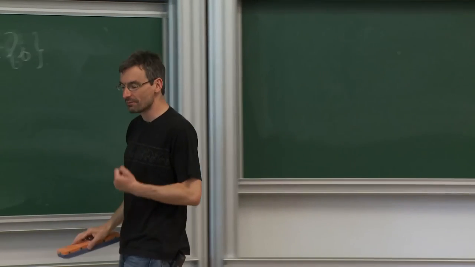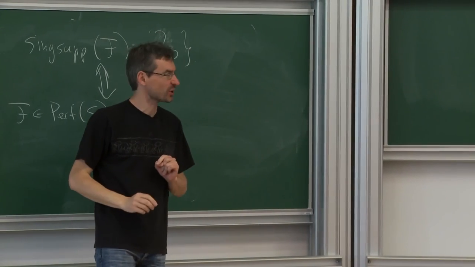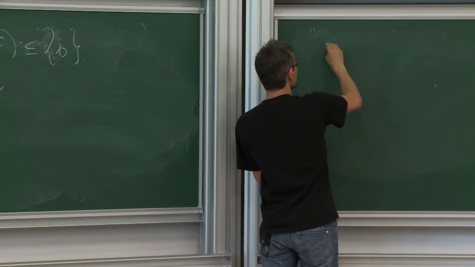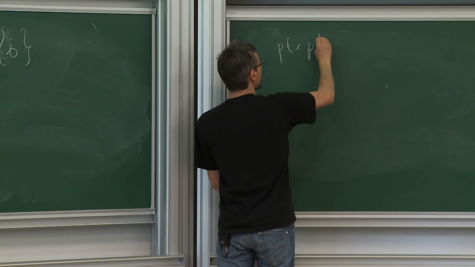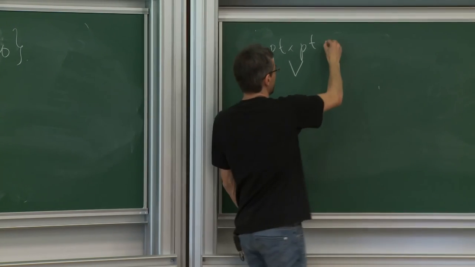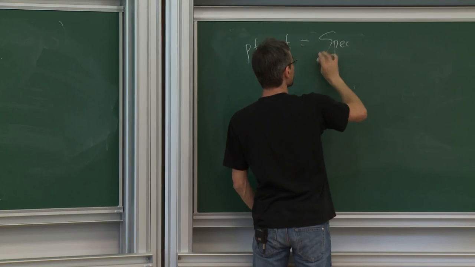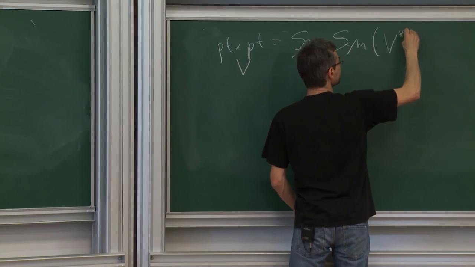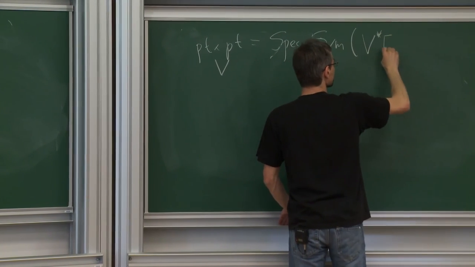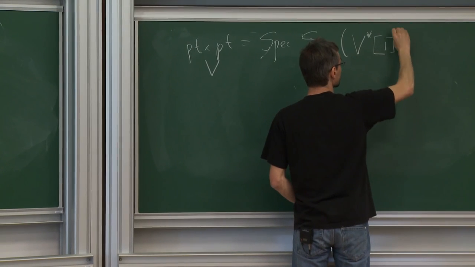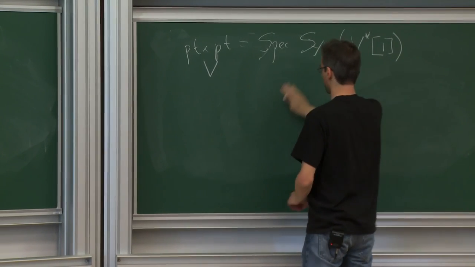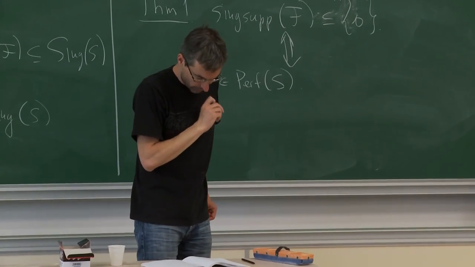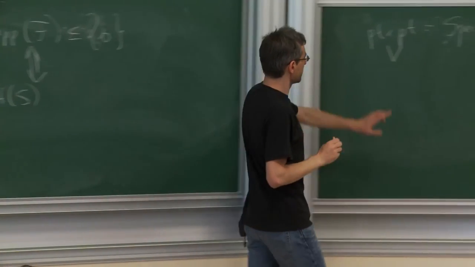So here's the most basic example of a quasi-smooth scheme. It actually happens not to be classical, and it's the kind of scheme that's used all the time. Namely, you take point times point over a vector space, i.e. it's the spec of Sym of V star. Okay, so let's.